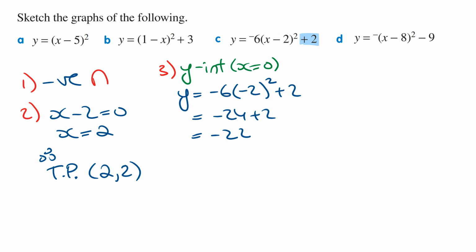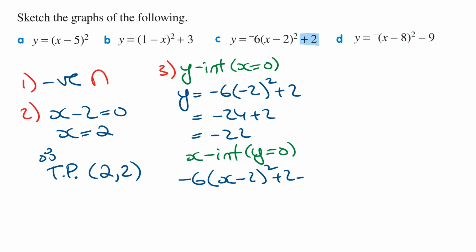Now, since we have an upside down parabola, and the turning point is at 2, 2, then there will be x-intercepts. And so, to find the x-intercepts, we let y equal 0, and then solve for x. And so we're going to get minus 6 times (x minus 2) all squared plus 2 is equal to 0. And so moving the plus 2 to the right hand side and then dividing by negative 6, we're going to get (x minus 2) squared is equal to minus 2 on minus 6, which is equal to 1 on 3.